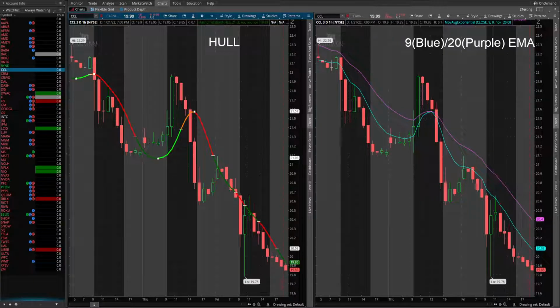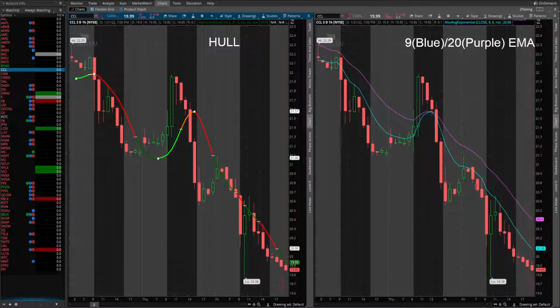Alright, let's go with a quick video on the hole indicator, which you'll see just about on every single one of my charts these days. Now on the screen I have that hole indicator on the left side, and for comparison I have the 9 and 20 EMA on the right side.